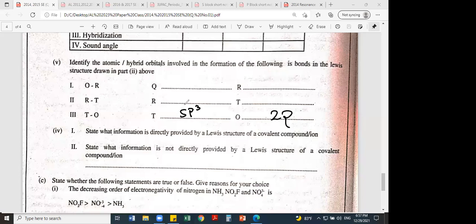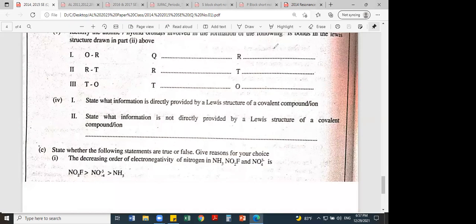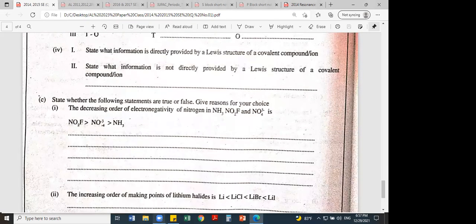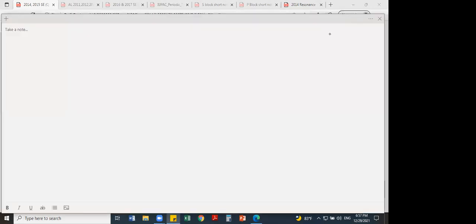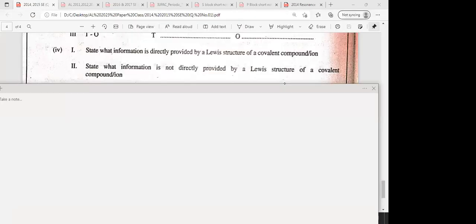Then part 4.1. What information is directly provided by the Lewis structure of a covalent compound? What information is not direct? This is a very good question. Put 3 stars. You can learn something about Lewis theory from this part. Can you guess the answer? Part 4.1, what is the answer?